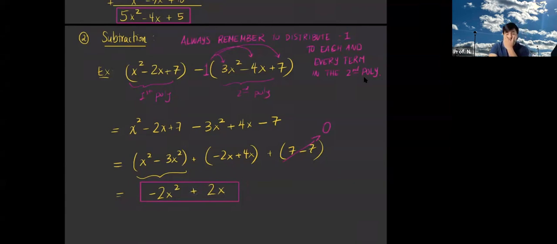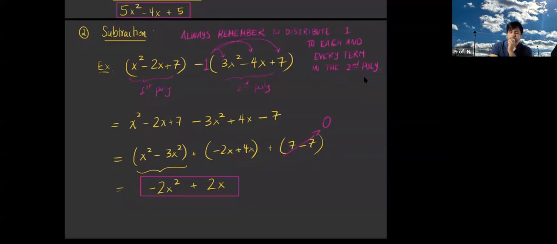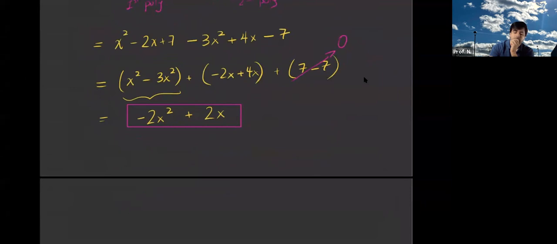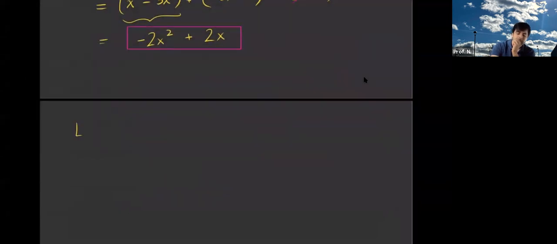Okay? Does that make sense? Make sure that -1 is being distributed to every term in the second polynomial. If you have any questions about that, please don't hesitate to ask me.